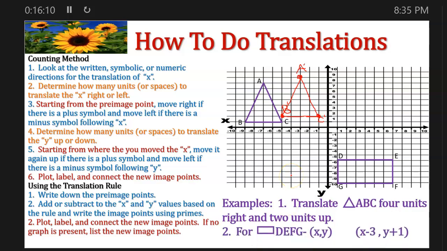So let's look at the instructions. For a rectangle DEFG, we're going to translate it x minus 3 and y plus 1. That means for every x value, we're going to subtract 3, and for every y value, we're going to add 1. Now on a graph, that means we're just going to move left 3 and then plus 1 and make our new point. But when we don't have a graph, we can't really use that counting method.